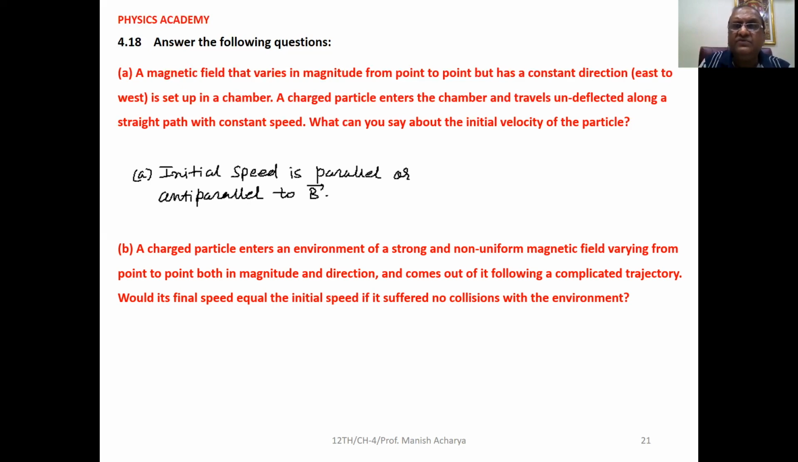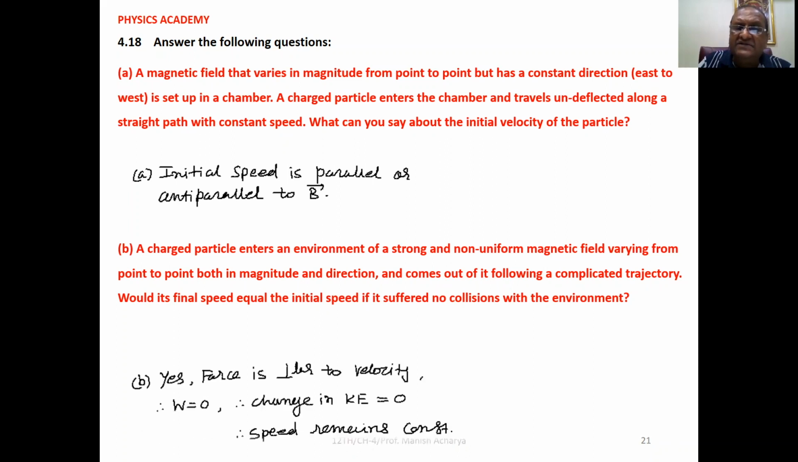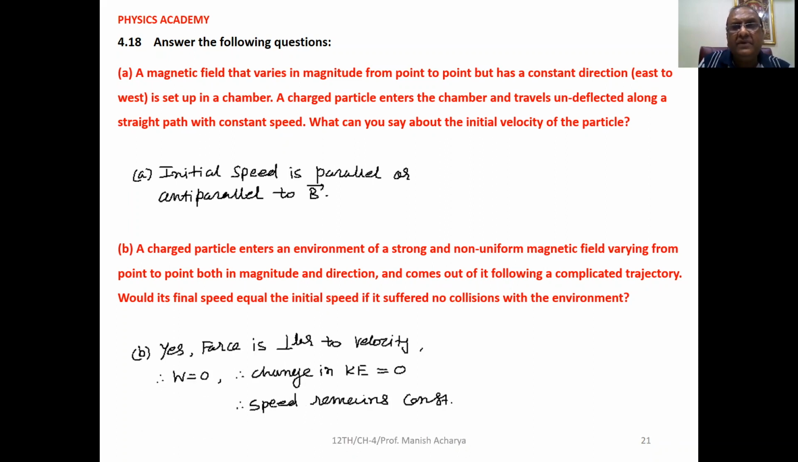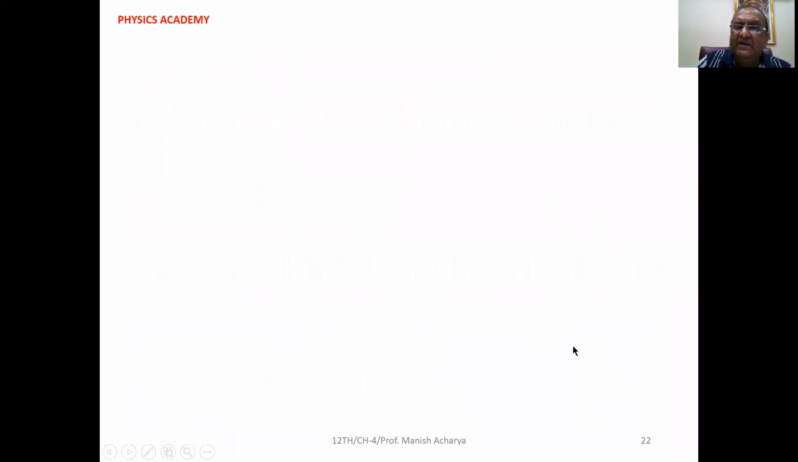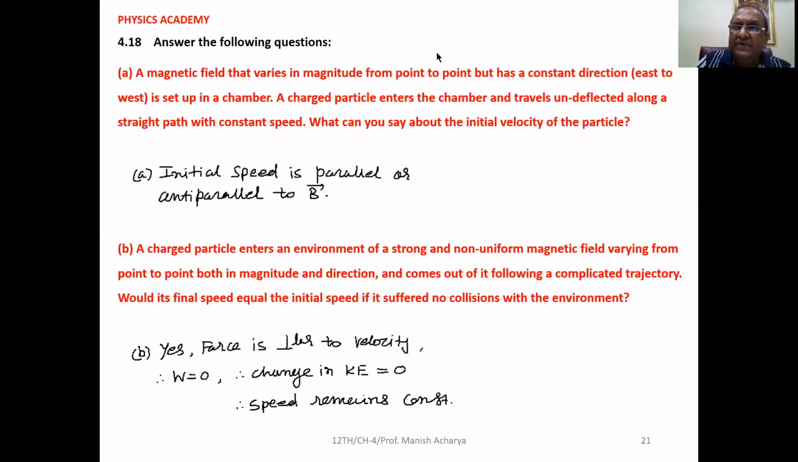In standard 11th, we studied this. As per the work-energy theorem, when work done is equal to 0, the change in kinetic energy is also 0. So if the change in kinetic energy is 0, the speed remains constant. So we can say the final speed will be equal to the initial speed.